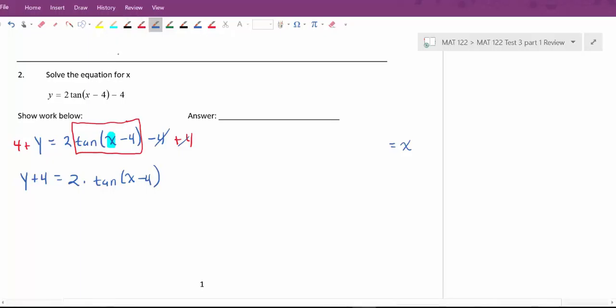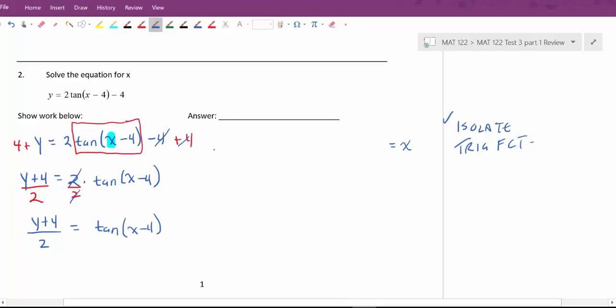Now the next thing we got to do is get rid of the 2. So I'm going to divide both sides of this equation by 2. So that's going to leave me with y plus 4 over 2 is equal to, that divides to 1, the tangent of x minus 4. Okay, so that's the first thing that you want to do, is isolate that trig function.